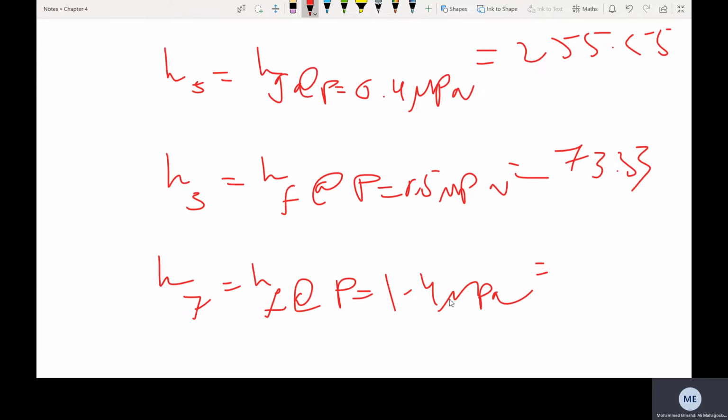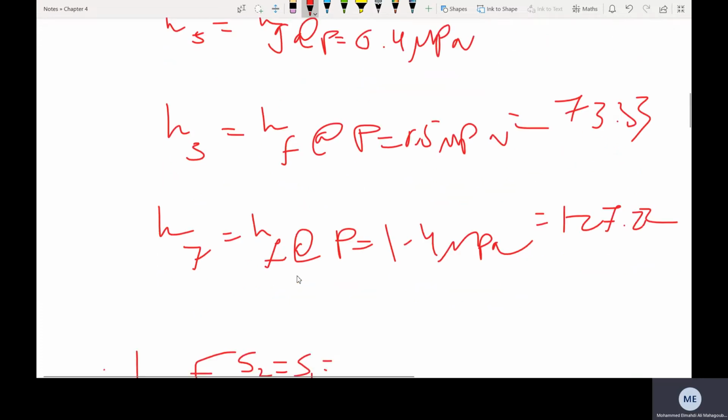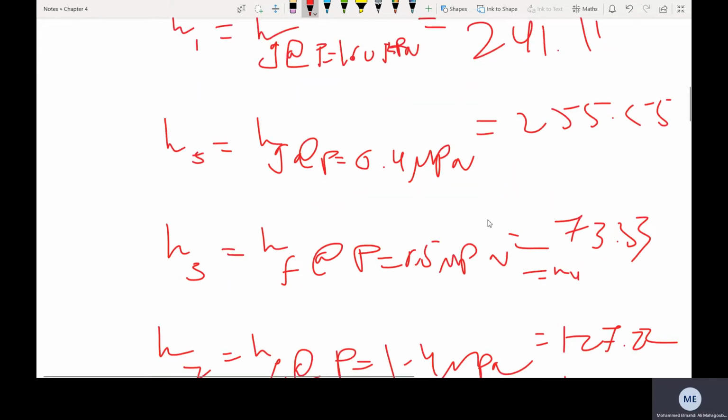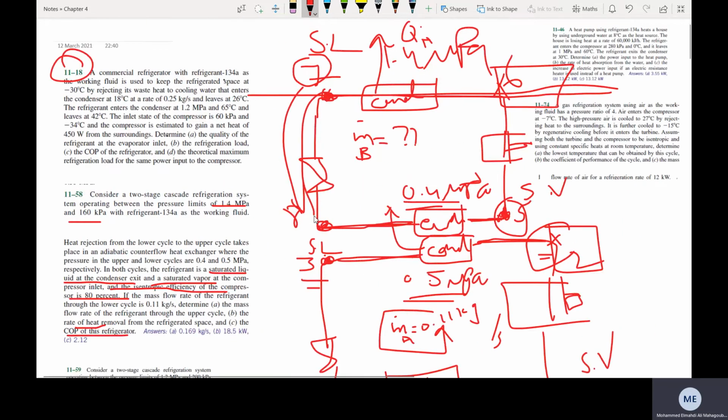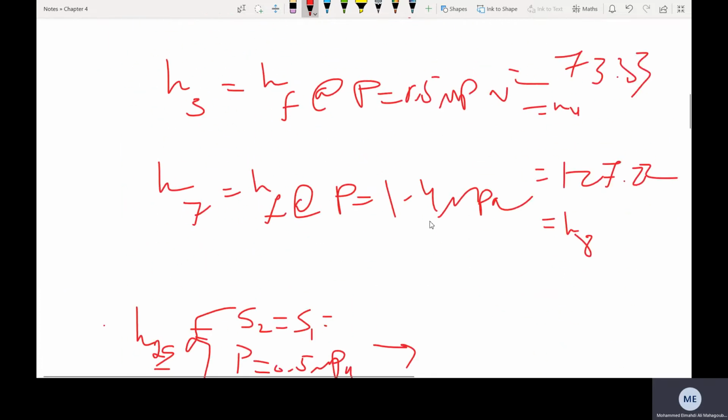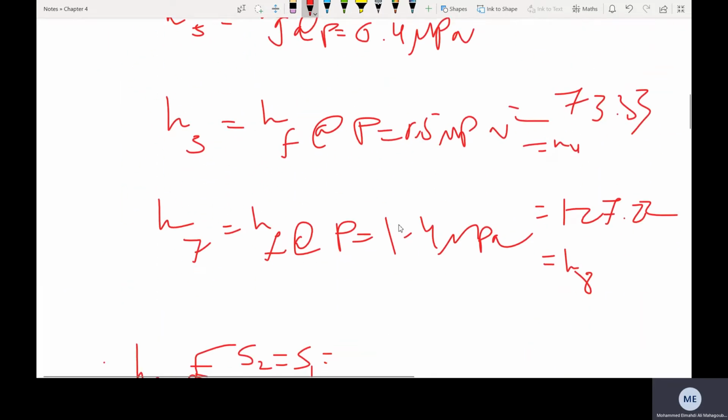I can see that it is 127.22. Now, after knowing those two points, this one is equal to H4 because I have a throttle, and this one is equal to H8 because I have a throttle. Remember, the throttle works from 7 to 8, so it is constant enthalpy. This is the beauty of the expansion valve: constant enthalpy directly, and no need to do anything else. What else did we need?